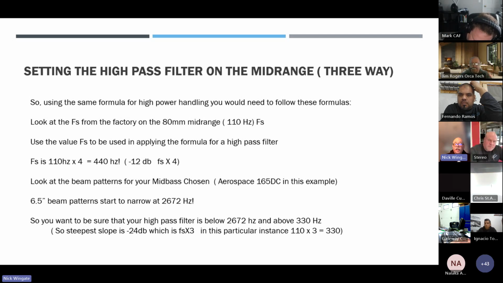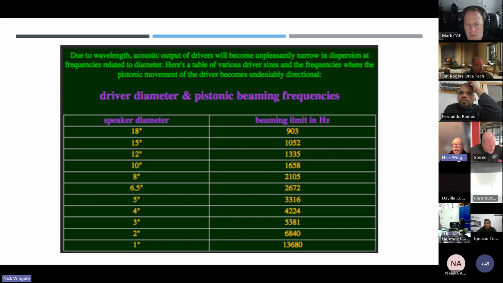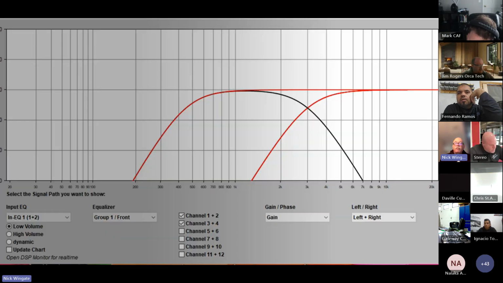I hope everybody understands that. That's if it's a 6.5. So we don't have to worry about that. We're good. Our filter is at 440, so we're in good shape. And again, you can see it because of the chart right here.